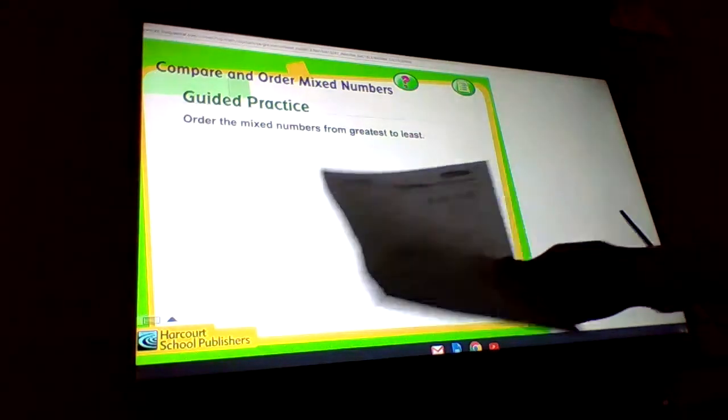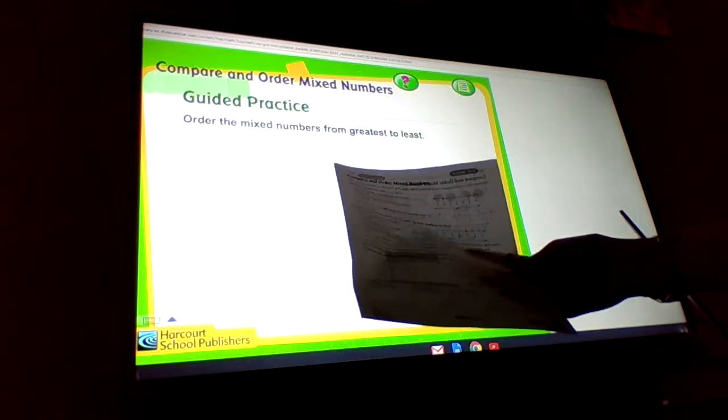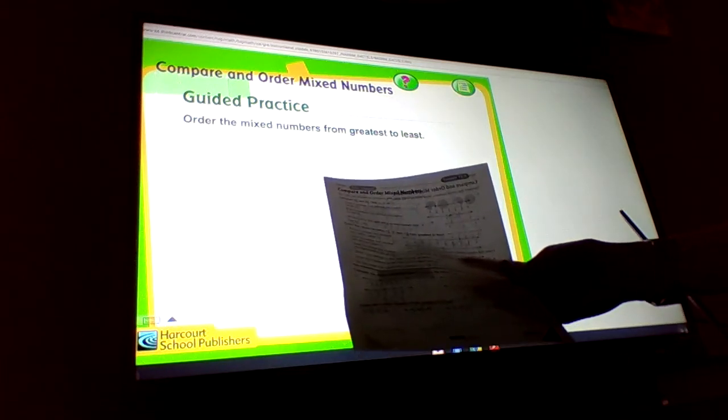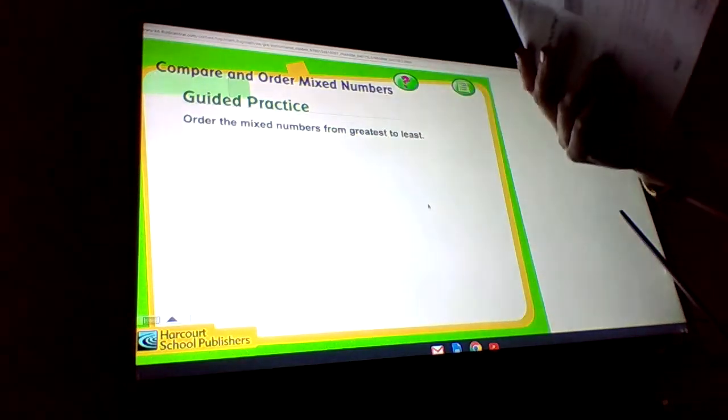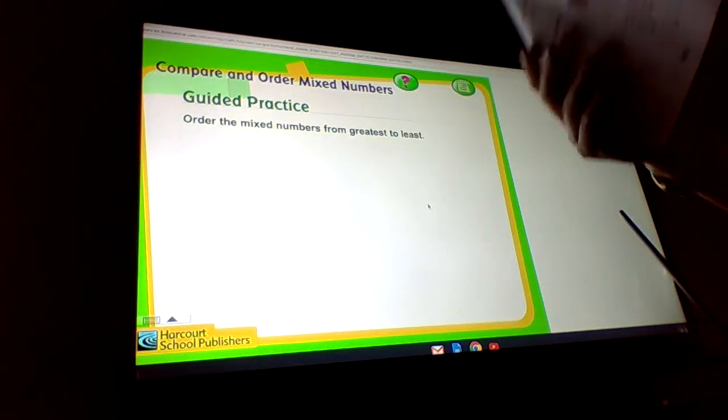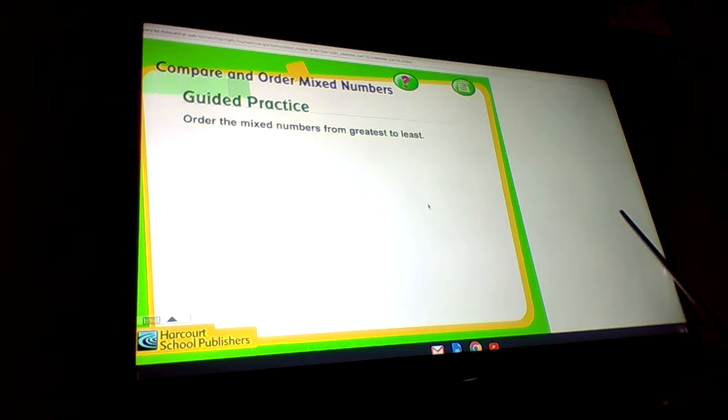For numbers 1 and 2, you can see the pictures. For numbers 3, 4, 5, and 6, you're totally going to have to find common denominators. So let's do one together. On side 43, let's do number 3 together. I need to put them from greatest to least.